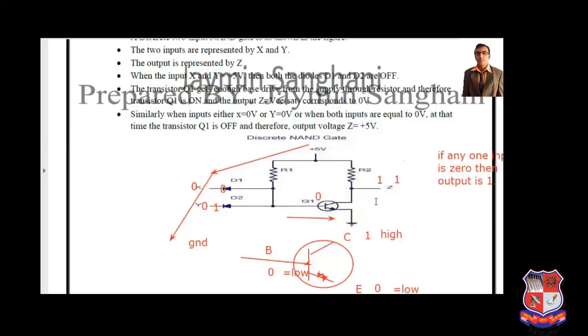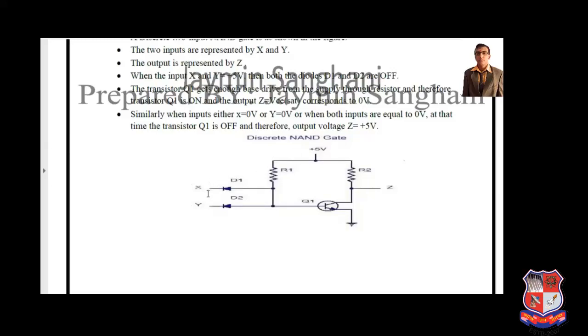But what is the interesting case? The last case is very interesting. See this. Here we apply 1, 1. Now the diode acts as reverse bias, so the diode cannot conduct current. So here current flows. Here input is 1, so at the emitter also input is 1. But at the collector terminal, output is 0.